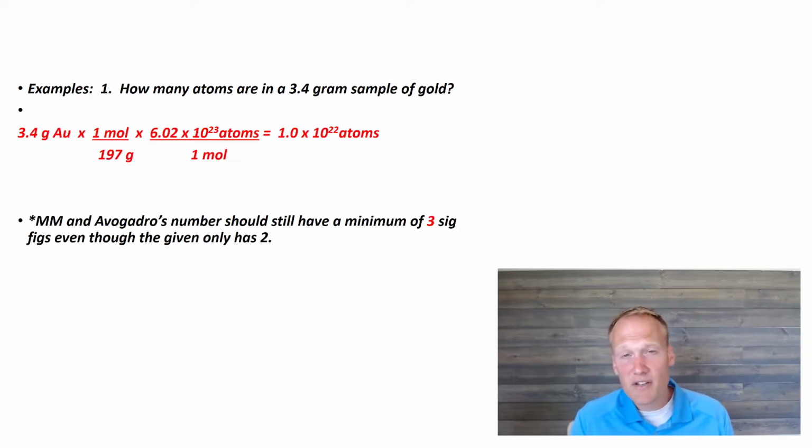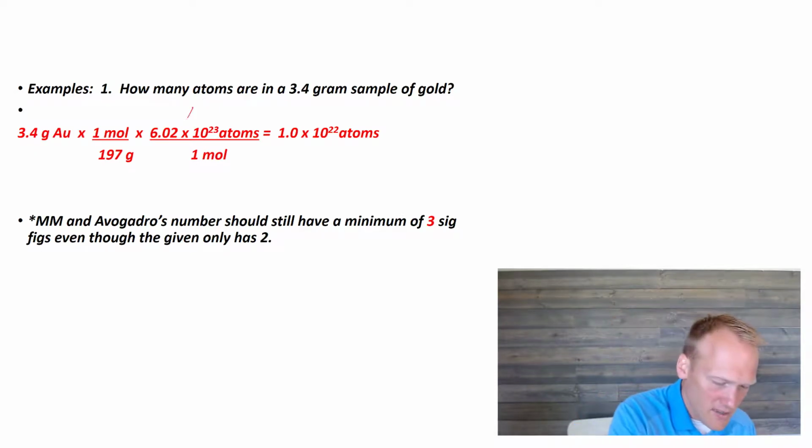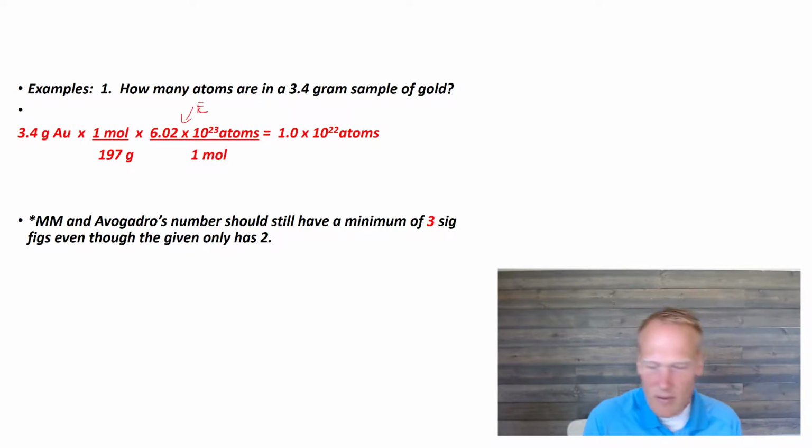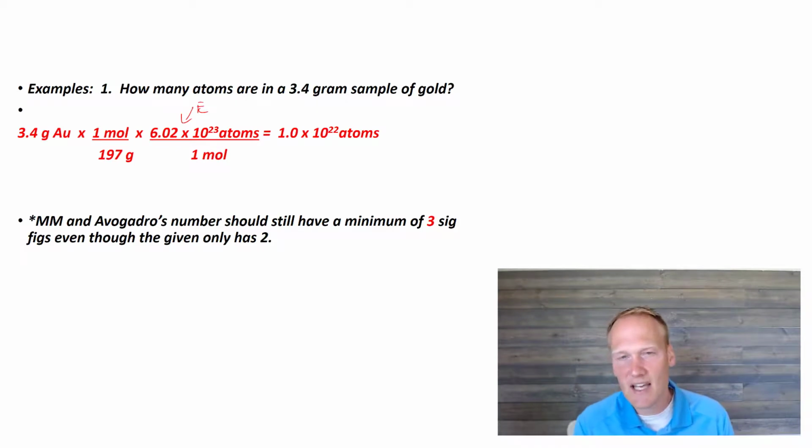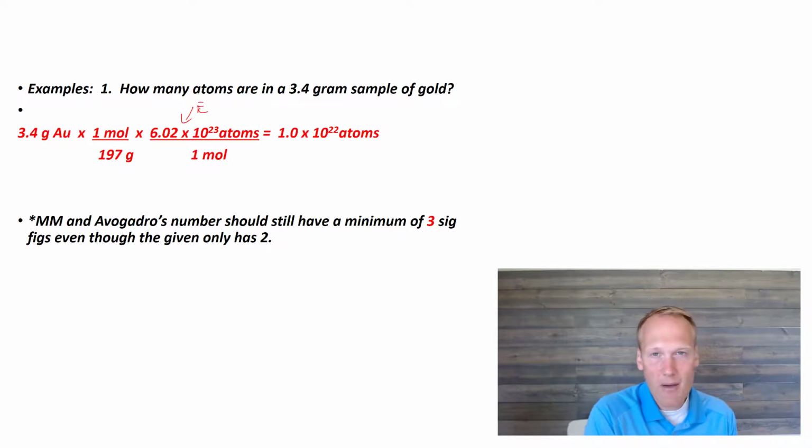If we would punch this into our calculator, we would use the EE button here. We would get 1.0 times 10 to the 22nd atoms. So what that means is no matter what sample of any element you have, you can know how many atoms there are by simply doing a mole problem, which can become very helpful once we get into chemical equations and knowing how much product we should produce.